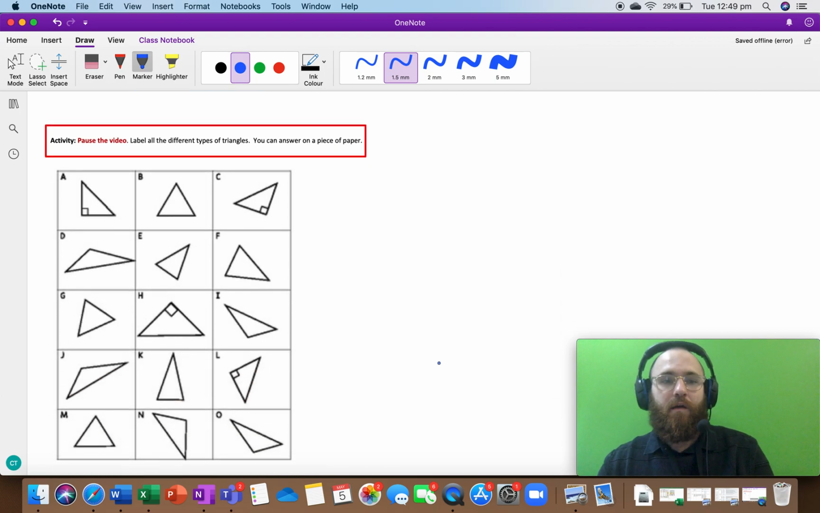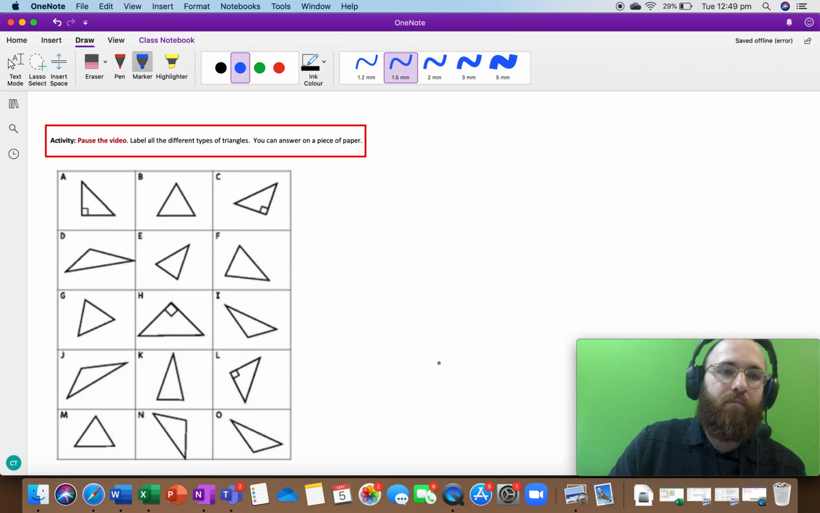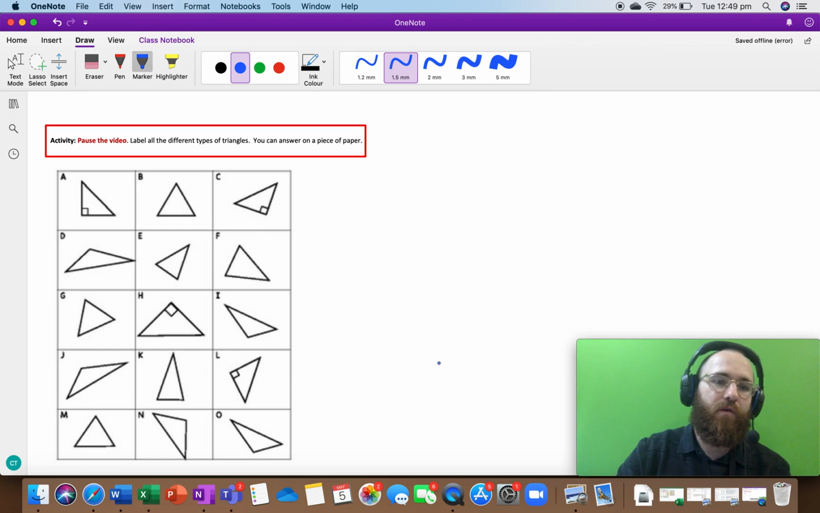Alright, this activity is going to take most of your time. So you can see I have A all the way down to O. I want you to label all the different types of triangles. You can answer on a piece of paper by just drawing all these different triangles, just roughly the same. Make sure you label with the letter. So I want you to go through and write all of the different types of triangles and how you know.